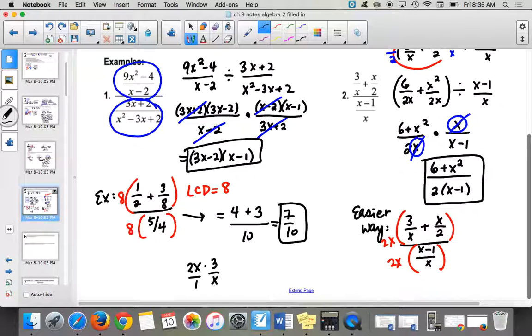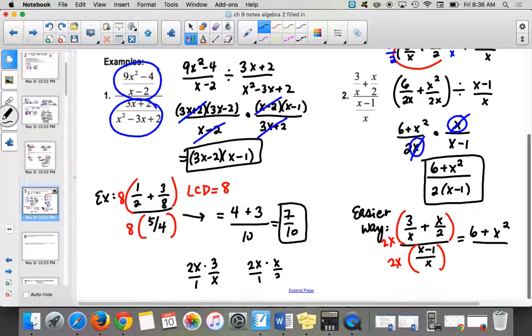6x over x, right? And 6x over x is what? 6. So we get 6. And then if I have 2x times x over 2, 1 what? X squared. So I get 6 plus x squared all over.